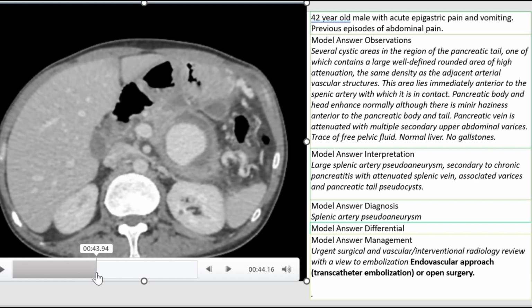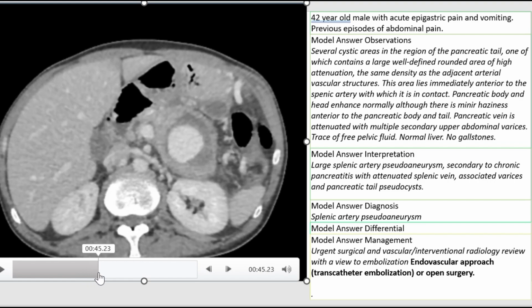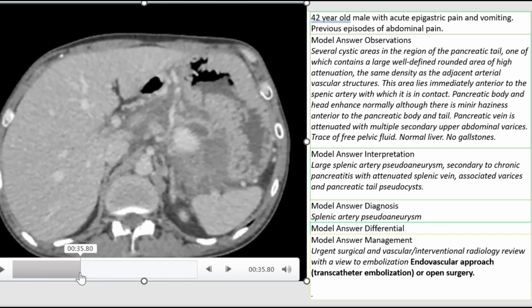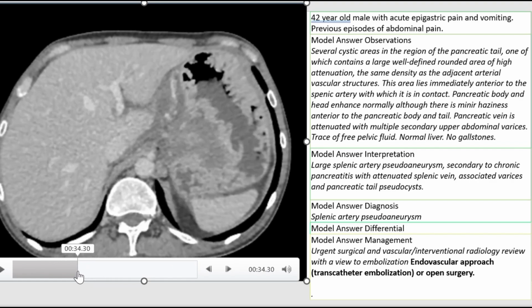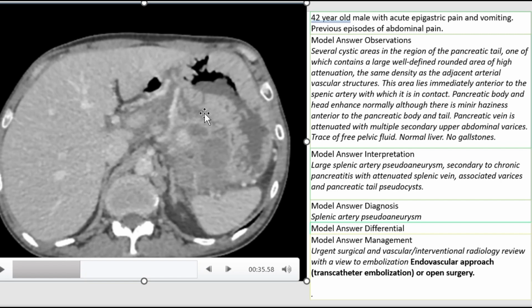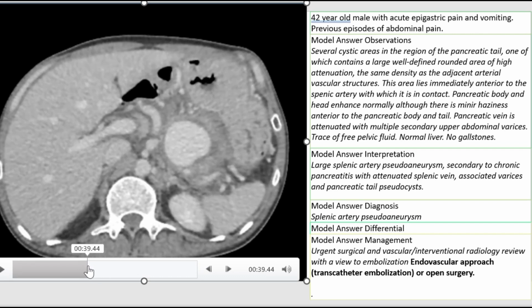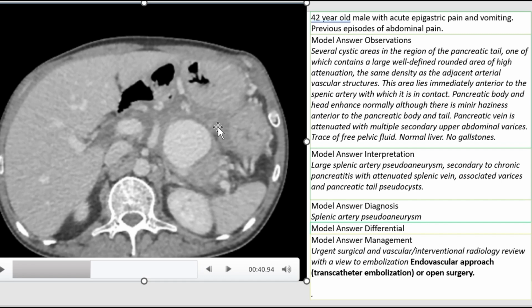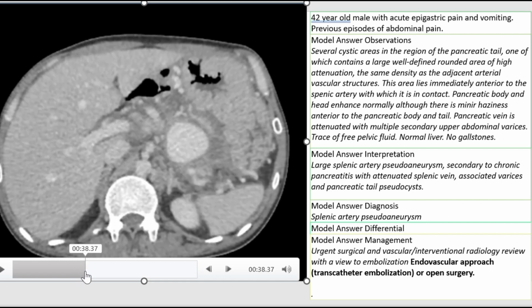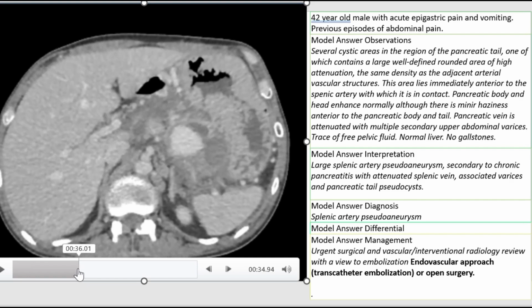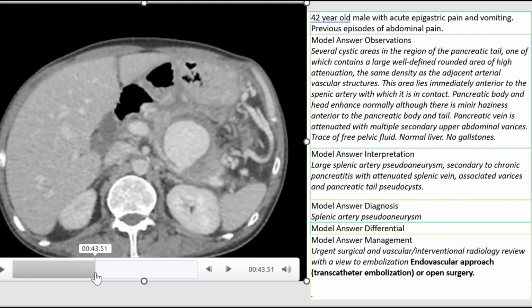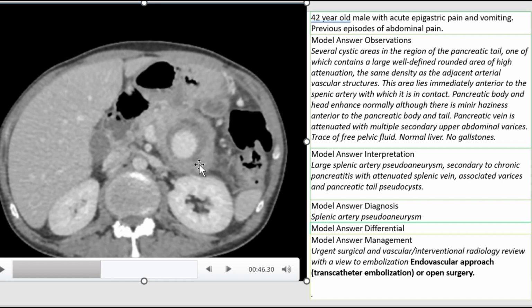If you look carefully, you will see that the pancreatic tail, the last part of the pancreas, contains several cystic lesions. With one of these cystic lesions, the largest one of these cystic lesions, this is the largest cystic lesion.